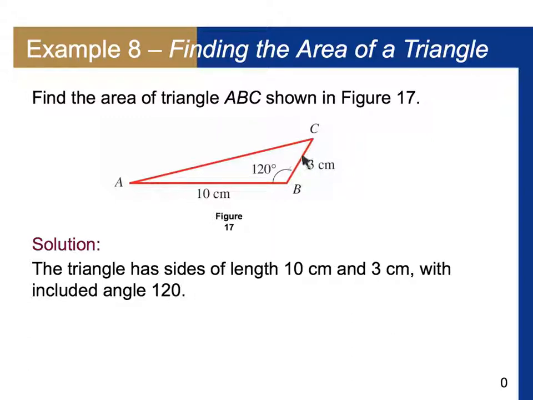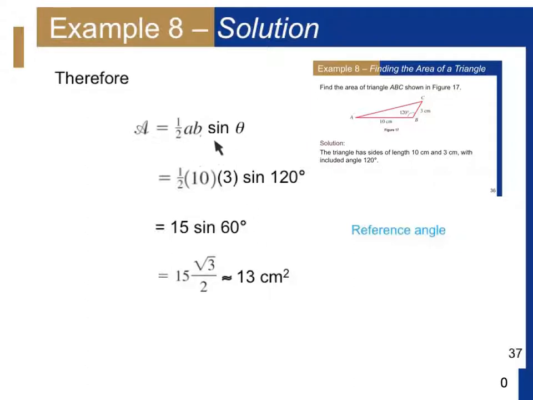Let's say we have this triangle with this side 3 centimeters, this side 10 centimeters, and our angle is 120. We want to find the area of that. So area is 1/2 AB sine of theta. Our theta is 120, our A side is 10 centimeters, our B side is 3 centimeters. So it's 1/2 times 10 times 3 times the sine of 120, which is, remember, our reference angle is 60 degrees for 120. Remember the sine is the same when we go to 120.